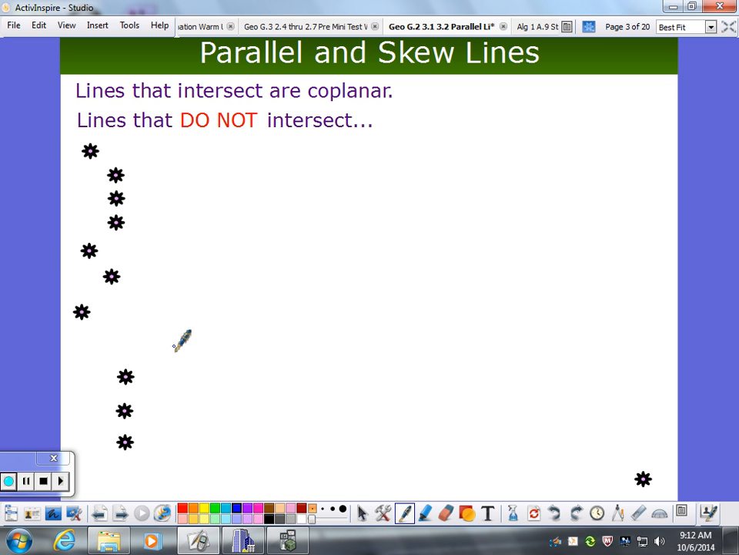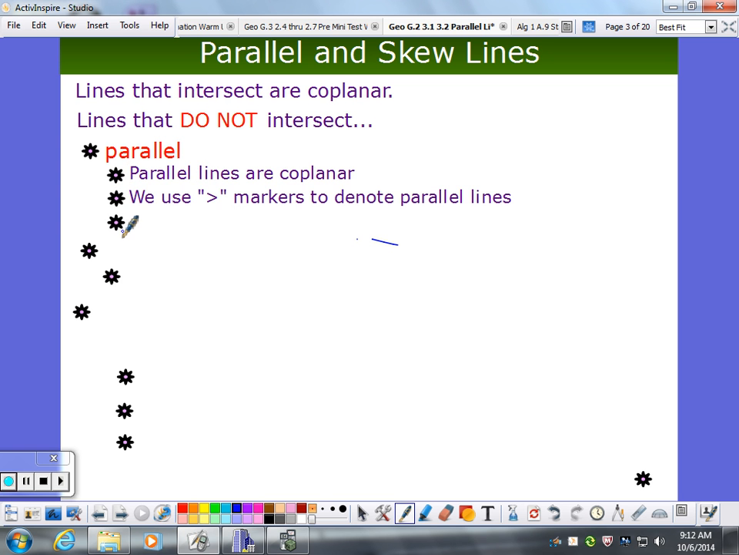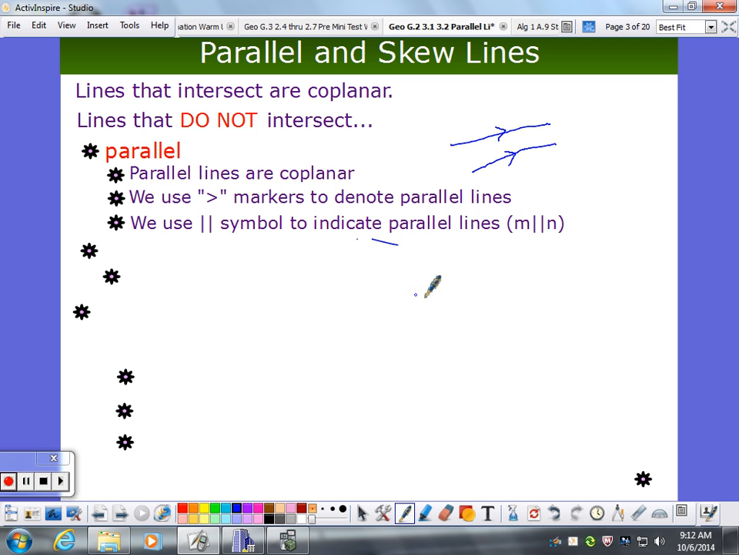Lines that intersect are coplanar, always. If they don't intersect, two things can happen. They're parallel, in which case they are coplanar, because parallel lines are coplanar, therefore we have a plane. And if you have parallel lines in a plane, this little marker here is how you show on a drawing that you have parallel lines. That's all that's telling us. And we've used this notation already: line M parallel to line N. So that's one thing that can happen.